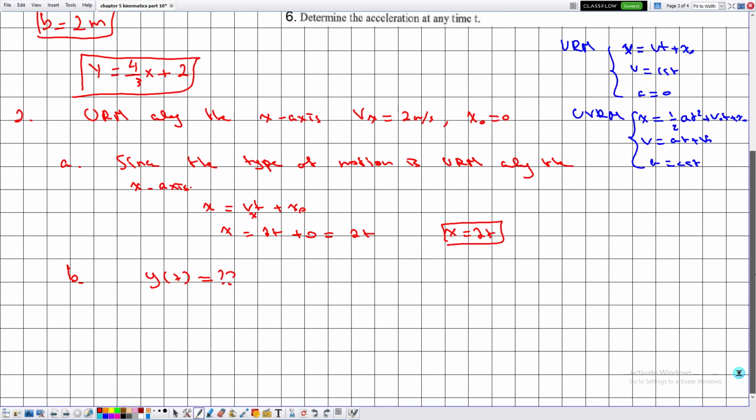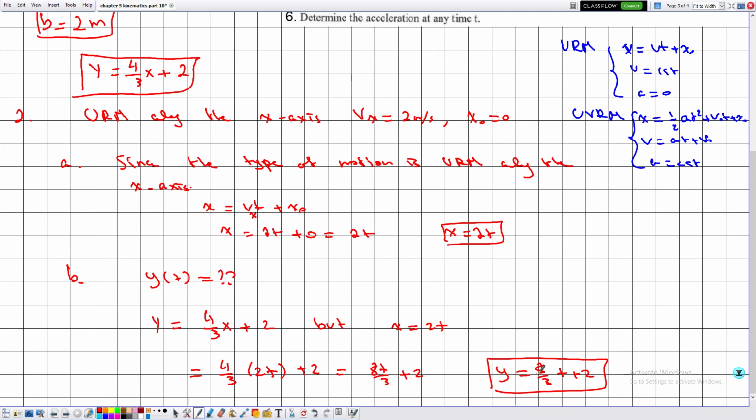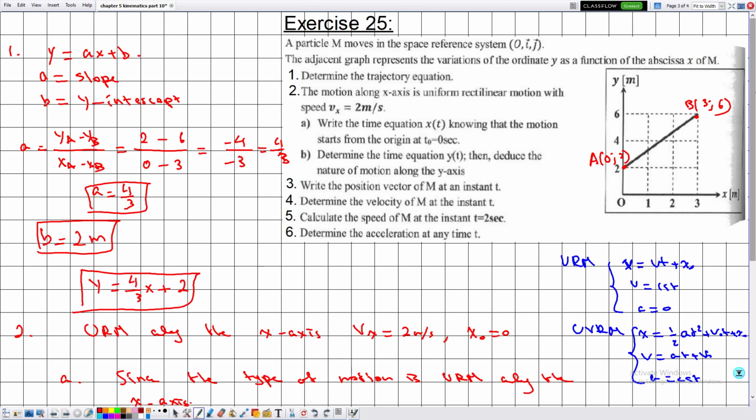Then in this case, y is equal to 4/3 x plus 2, but x is equal to 2t, so it's equal to 4/3 multiplied by 2t plus 2, which is equal to 8t/3 plus 2. So in this case, y is equal to (8/3)t plus 2. And this is expected. Why? Because whenever x and y are linear in time, the trajectory is given by a straight line.